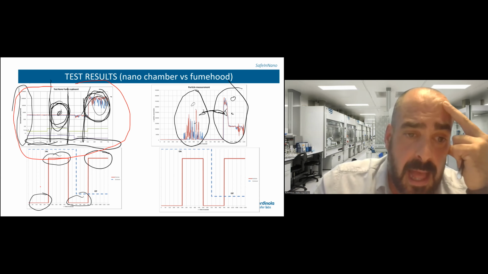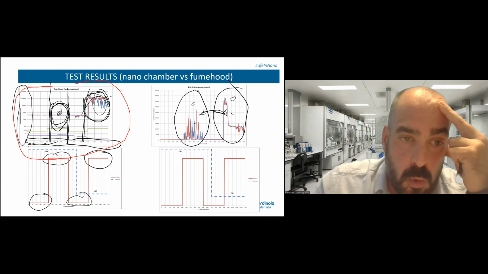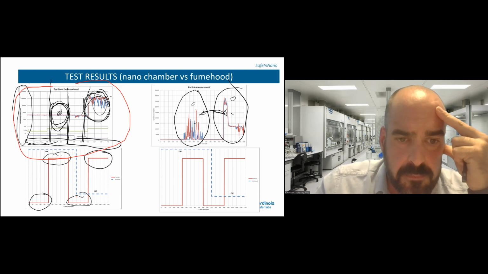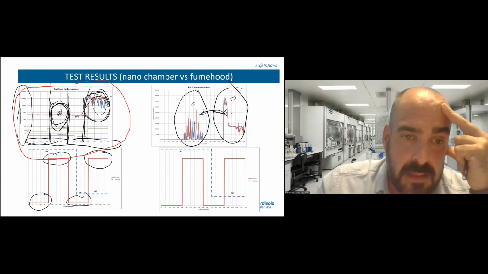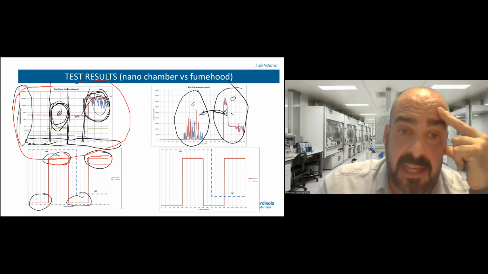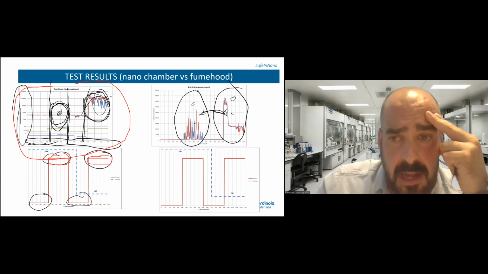In the picture below, the dotted blue line shows when the chamber is running. This part the nanochamber will be working, and this part it would be switched off. And the red line indicates, in the same time scale, when we are injecting nanoparticles inside the chamber. So here we are injecting nanoparticles, and here the same. We have performed the same test for the nanochamber and for a conventional fume hood.